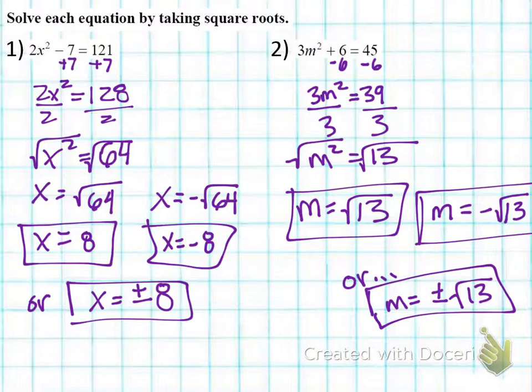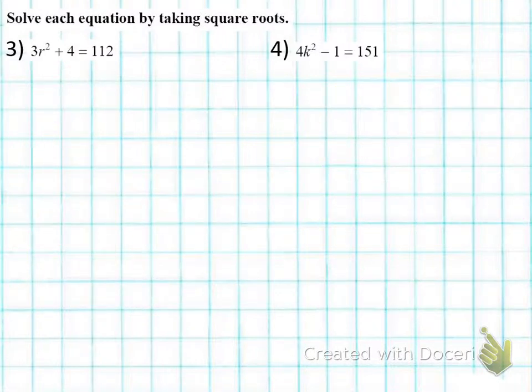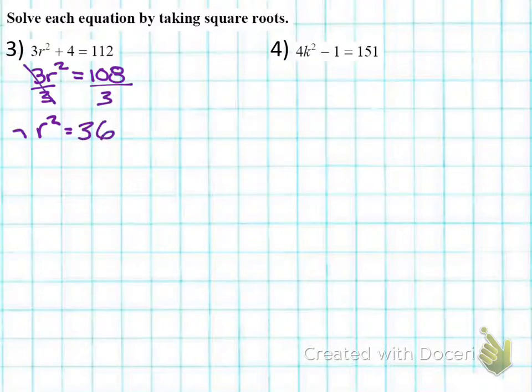All right, so make sure you have these written in your notes if it's your first time with this lesson. And we'll move on to example number 3. Again, isolating the r squared first. So students did this on their own or with their partner in class today. They got 3r squared equals 108 by subtracting 4. Then by dividing by 3, they got r squared equals 36.